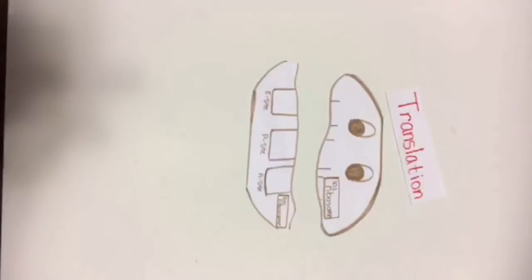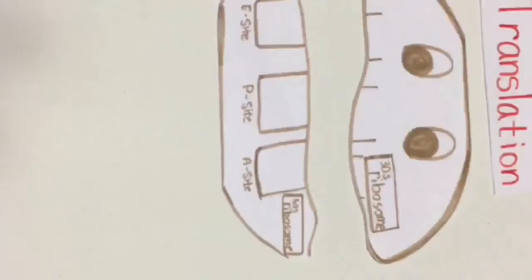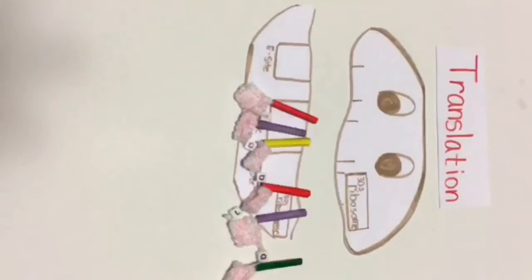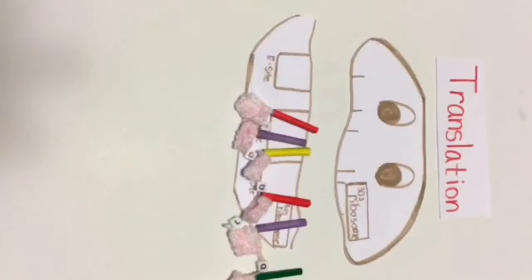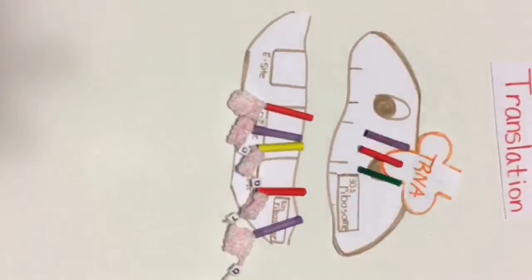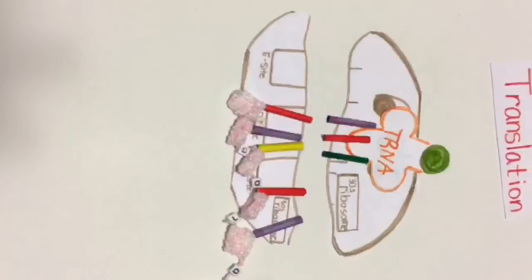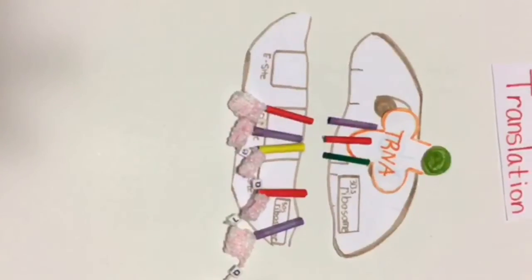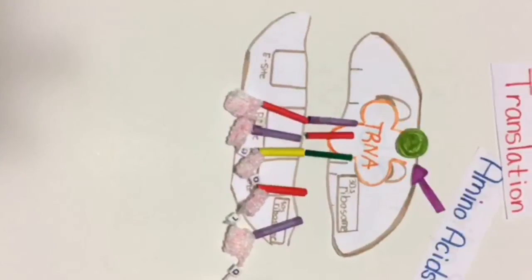Translation is the second step of protein synthesis. After transcription, the mRNA exits the nucleus through the nuclear pore. The mRNA then enters through the A side of a ribosome. A tRNA with a specific set of anticodons and amino acids comes and binds with the codons of the mRNA.